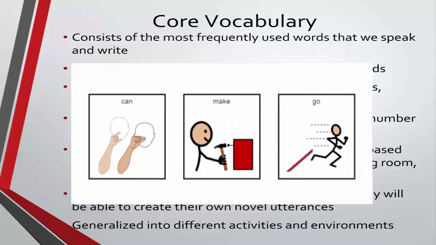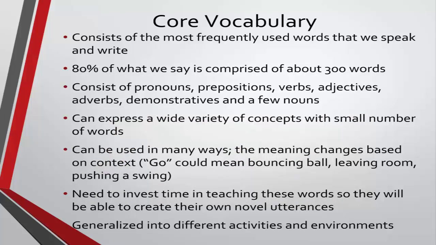They're abstract. We have to teach them in functional activities. So the word go, teaching them that go can mean different things depending on where you are, right? More can mean different things depending on what you're doing. So we need to do that over and over again in different environments so they can generalize. Because sometimes our kids have trouble with generalization from one activity to the other.